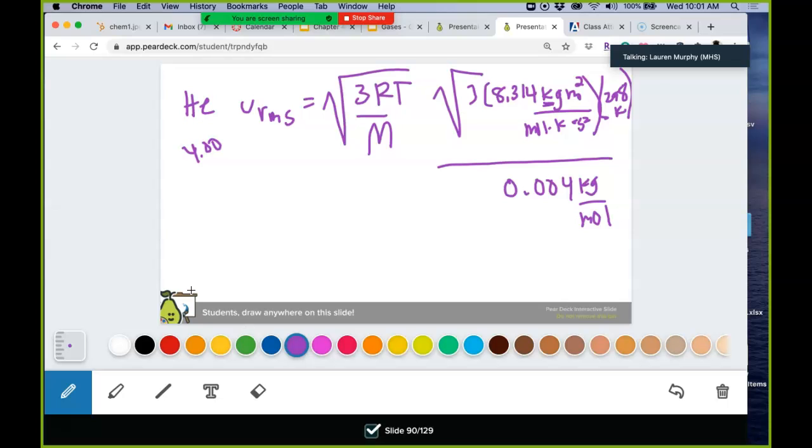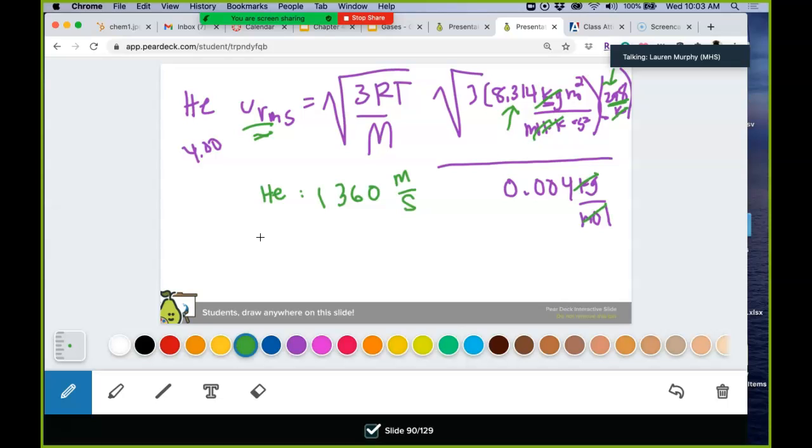Now what's interesting is if we look at the units, kilograms cancel, moles cancel, Kelvin cancel, and we're left with meters squared over second squared. Well, you're going to square root that, so your units are going to be meters per second. So I'm going to give you a second. I want you to plug all this in your calculator, and then I want you to square root, and then let me know when you have an answer. You need to be good at practicing with your calculator, please. So this is the number you should get with 3 sig figs.